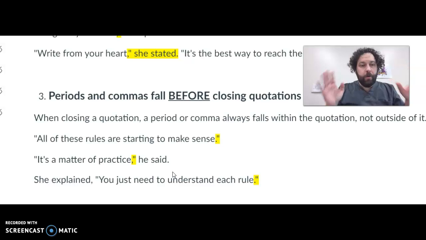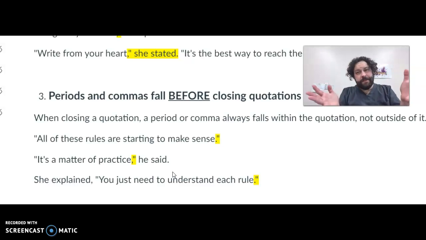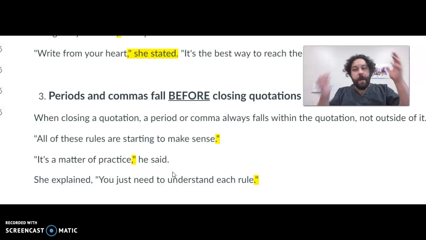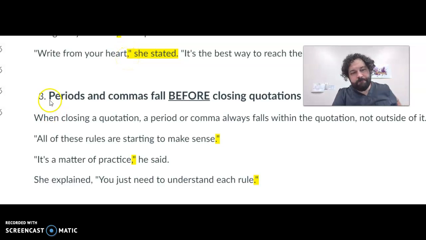So I hope this has been helpful. I hope this kind of straightens out a couple things. And if it doesn't, I can say jump on Teams and we'll talk about it, but you probably won't do that. So please, please, please use the resources at your disposal. Use them. It's going to make your writing look better. It's going to make you sound smarter. It's going to make people believe that you know what you're talking about more often when you can use punctuation correctly.